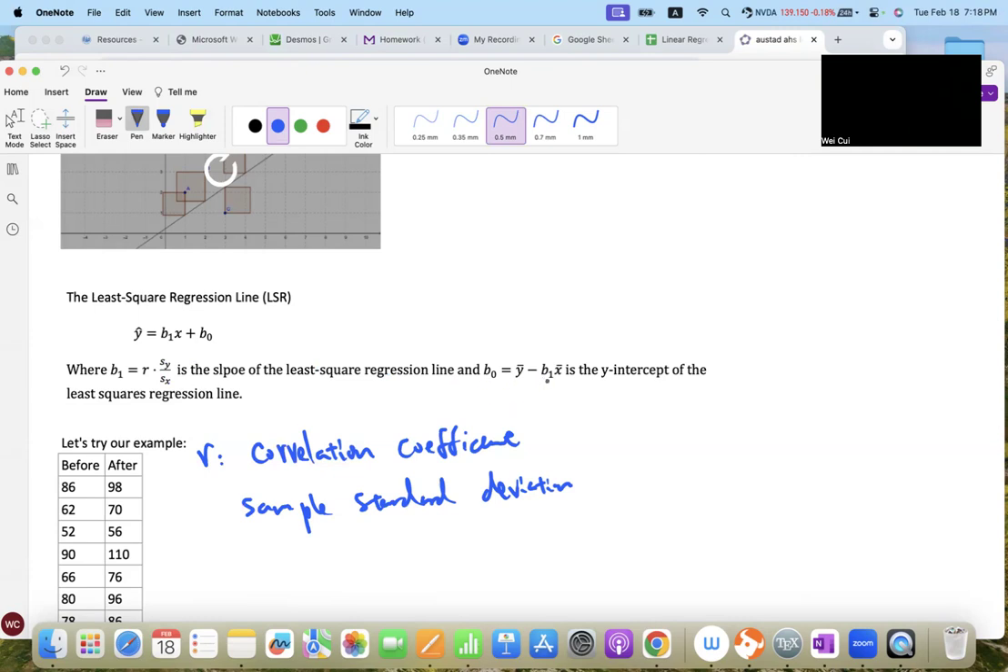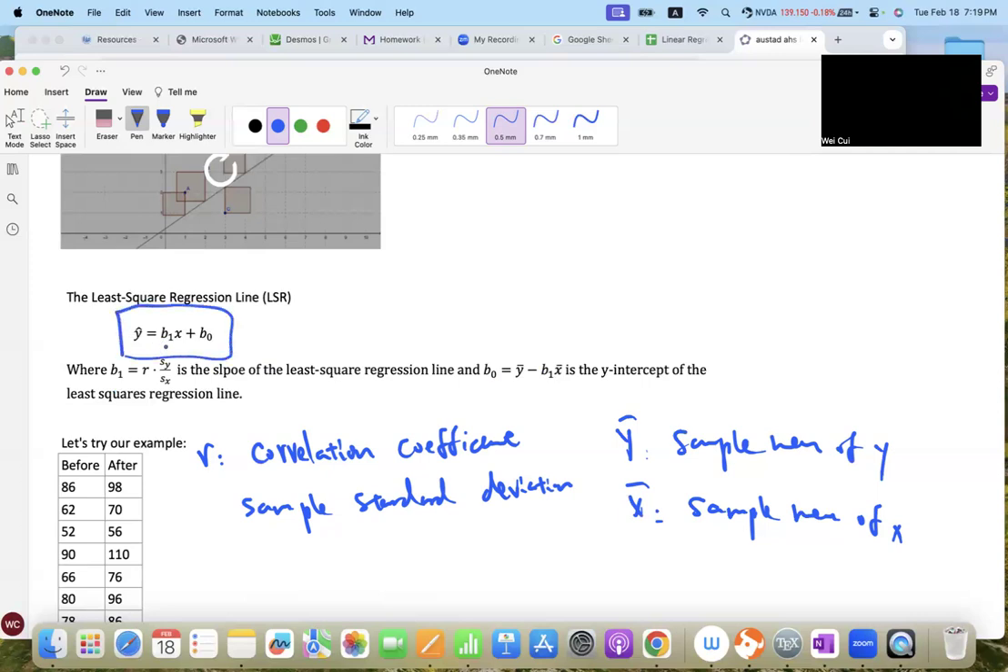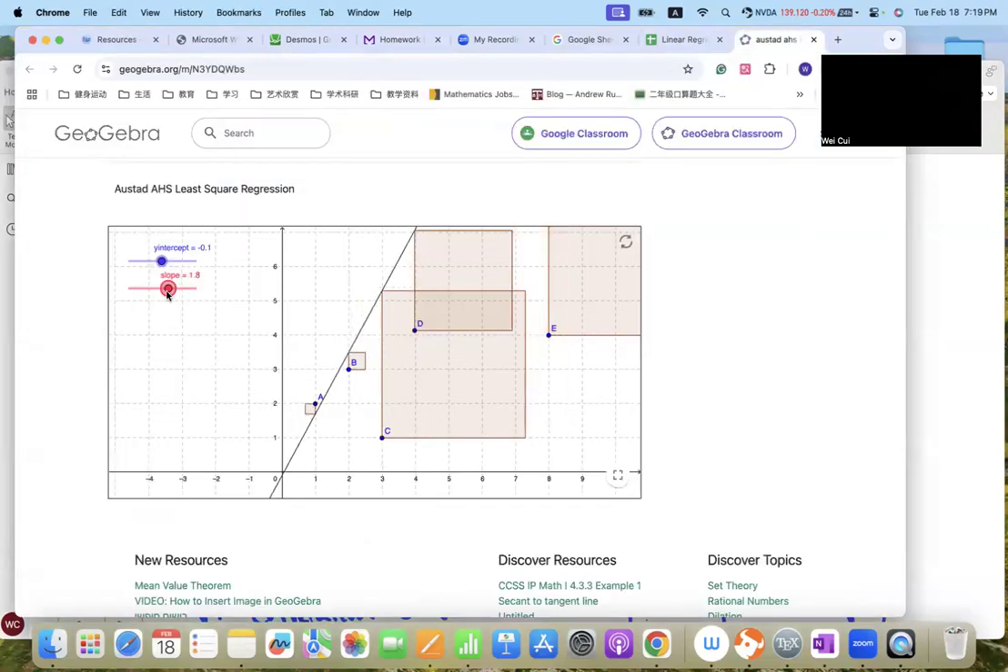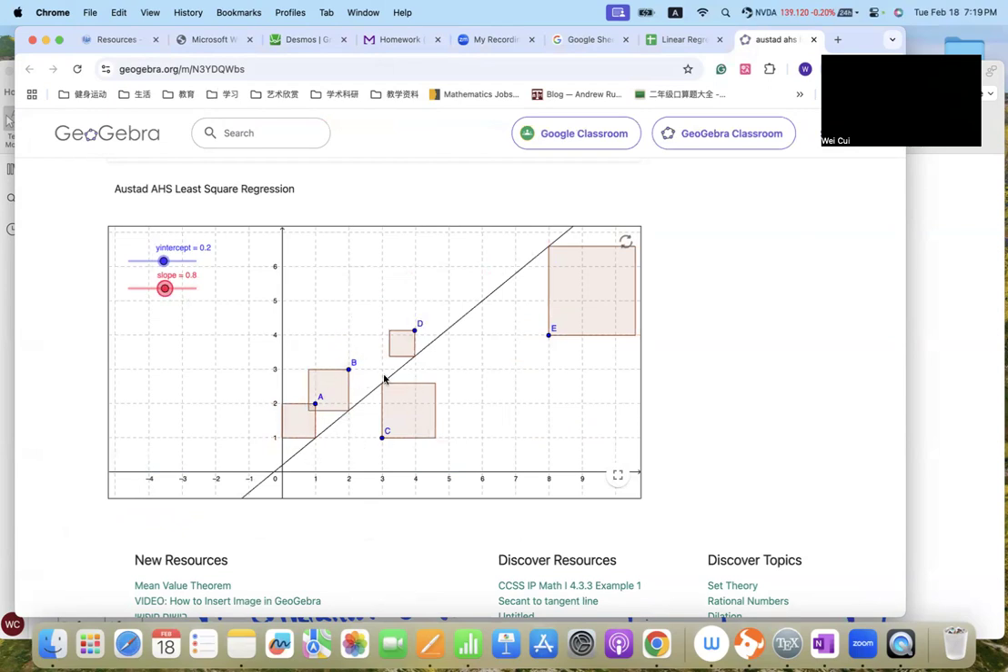And the intercept is given by this: Y bar is the sample mean of Y, and X bar is the sample mean of X. We multiply the sample mean of X by B1 and subtract it from the sample mean of Y. Then we can find B0. And that will be the best line. In other words, this line will give us the least squares. Using this kind of line, the sum of all these squares will be the minimum.